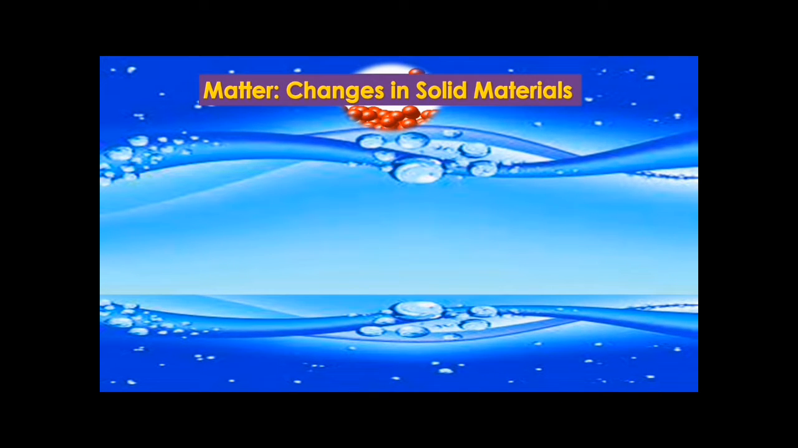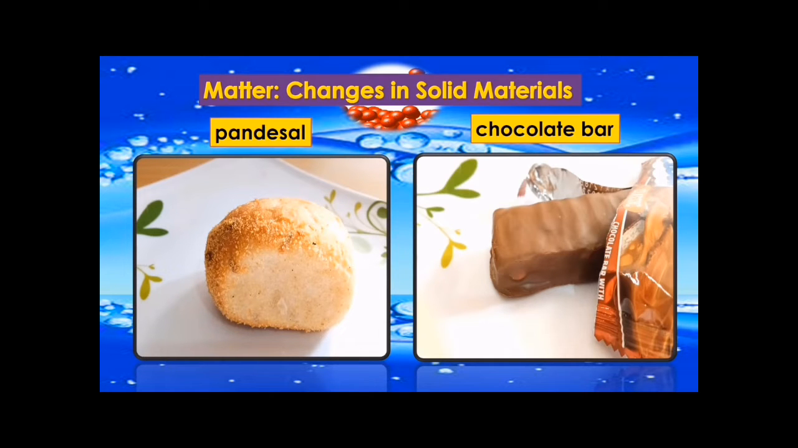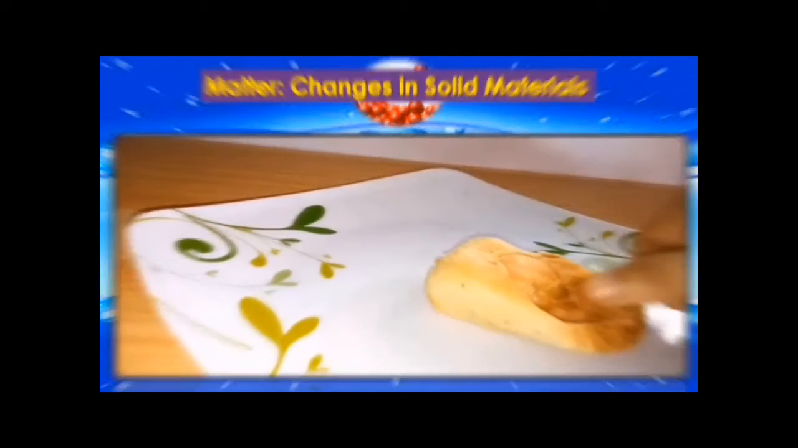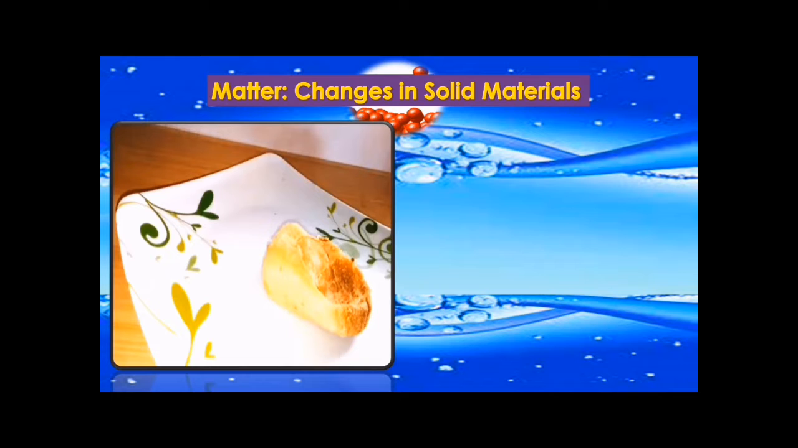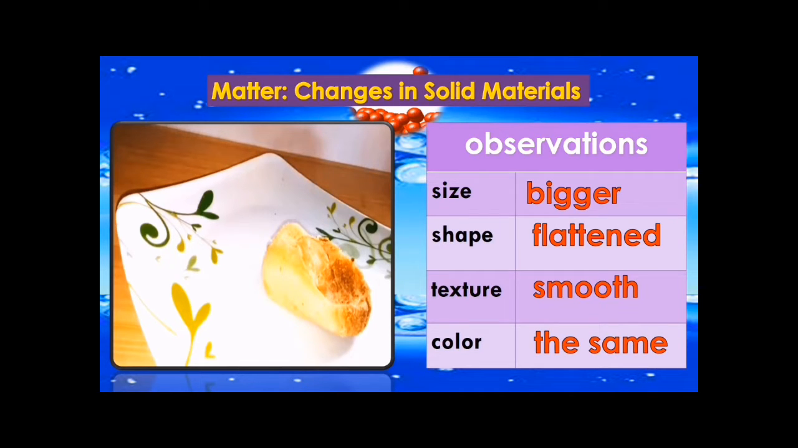Now let us observe another kind of solid material. We have here a pandesal and a chocolate bar. Let us observe the changes that occur when they are pressed. What do you observe after the pandesal was pressed? Did it change its size? Yes, the area that was pressed became bigger. Is there a change in its shape? Right, the area that was pressed flattened. What can you say about its texture? Right, the area that was pressed became smooth. Did it change its color? Correct, nothing has changed in color.